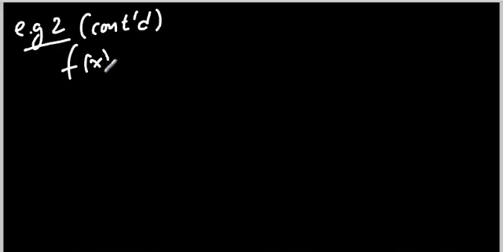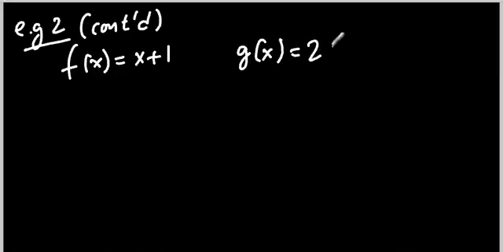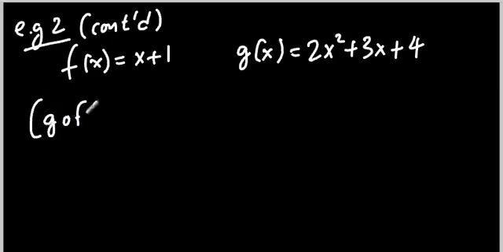So I'm going to take a new page, and I'm just going to say this is example 2 continued. CONT'D, that just means continued. So I'm just going to write the functions again. So f of x is equal to x plus 1, and g of x is equal to 2x squared plus 3x plus 4. So it's the exact same equations. You don't have to rewrite them. I'm just doing them here because I want to show you without having to scroll up and down. So now we're going to do the opposite. So we're going to do g of f of x.